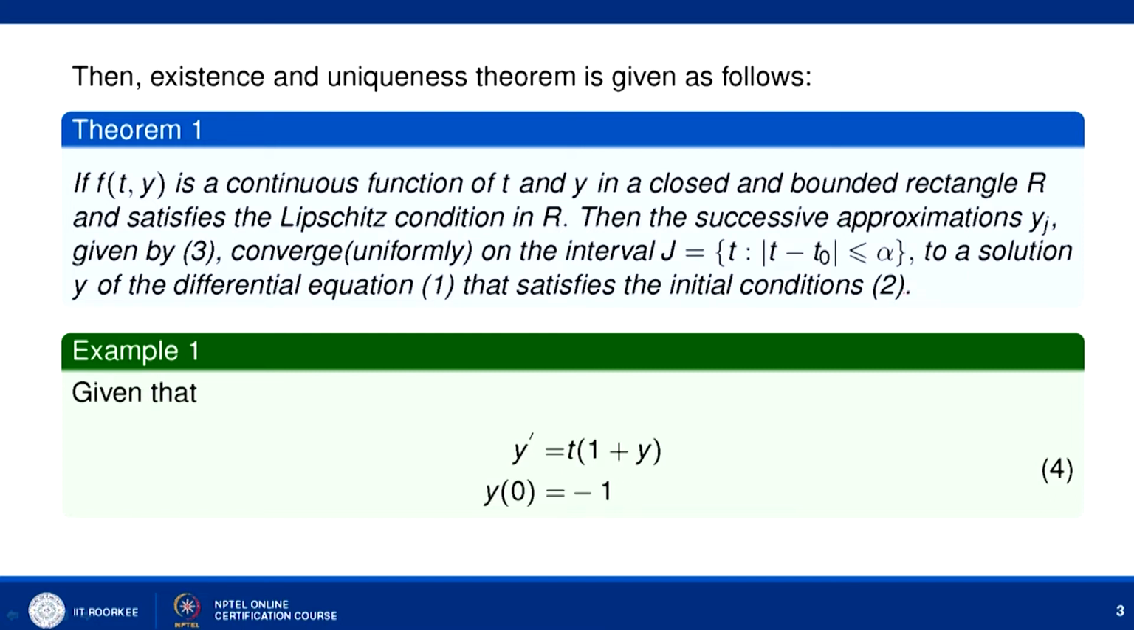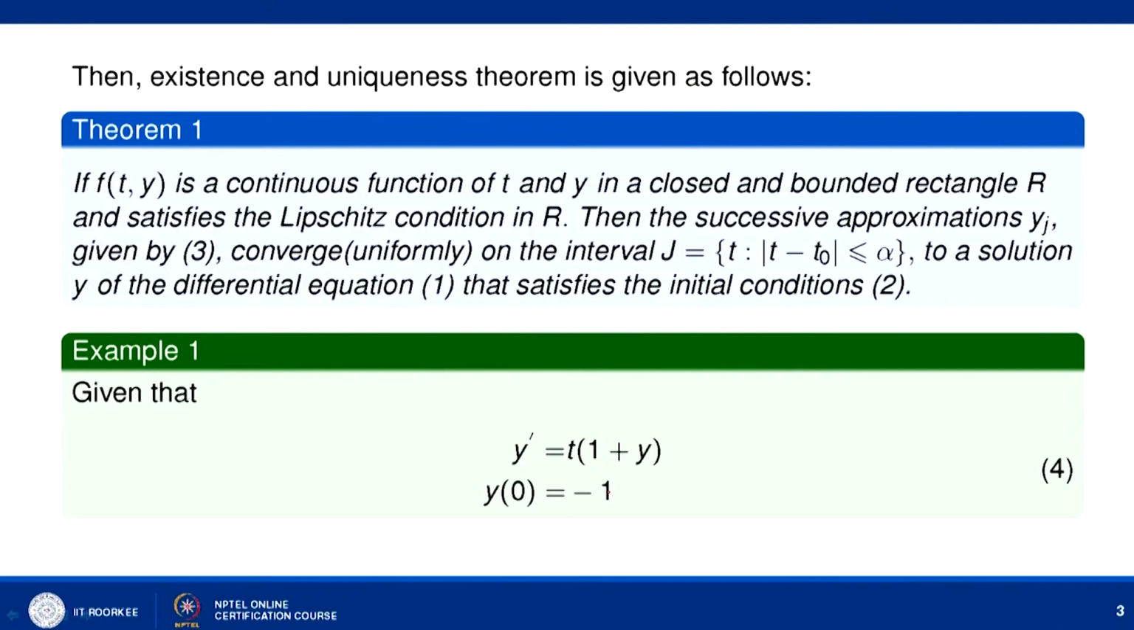Now, based on this existence and uniqueness theorem, let us discuss certain examples. The first example is this: the differential equation y dash equal to t times (1 plus y) is given to us, and the initial condition is y(0) equal to minus 1, and we want to find the solution satisfying the condition y(0) equal to minus 1. But if you look at the domain where y(0) equal to minus 1 lies, 1 plus y is zero there. So, here we cannot directly solve this particular equation by dividing by 1 plus y.